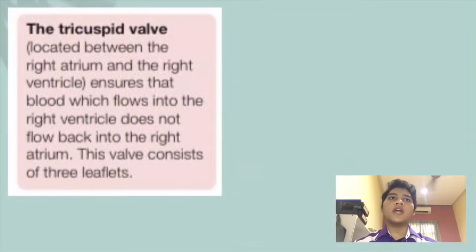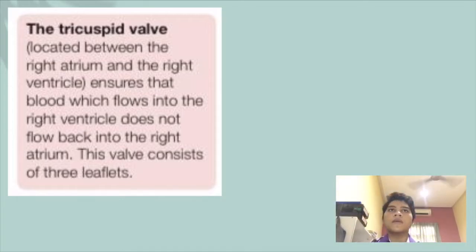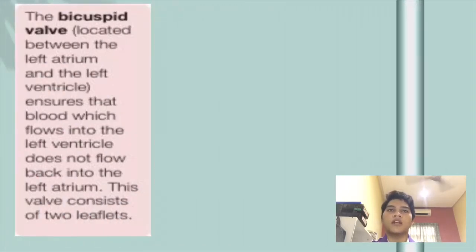The tricuspid valve located between the right atrium and the right ventricle ensures that blood which flows into the right ventricle does not flow back into the right atrium. This valve consists of 3 leaflets. The septum separates the left part of the heart from the right part of the heart and ensures that the oxygenated blood does not mix with the deoxygenated blood.